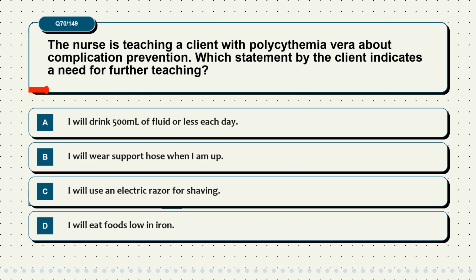Question 70. The nurse is teaching a client with polycythemia vera about complication prevention. Which statement by the client indicates a need for further teaching? Here are the options. Option A, I will drink 500 ml of fluid or less each day. Option B, I will wear support hose when I am up. Option C, I will use an electric razor for shaving. Option D, I will eat foods low in iron.